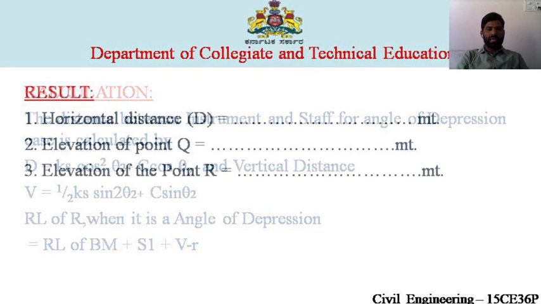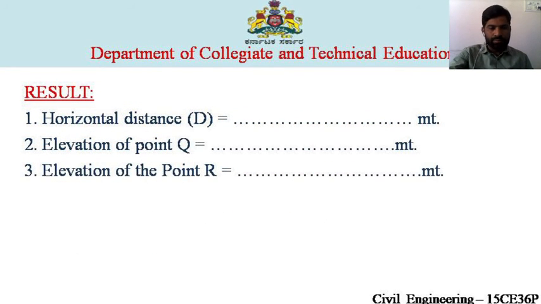So after calculating the values of D and V and all the distances and elevations, we have to write them down in the result sheet, that is, the horizontal distance, the elevation of point Q and the elevation of point R, in the same sheet.